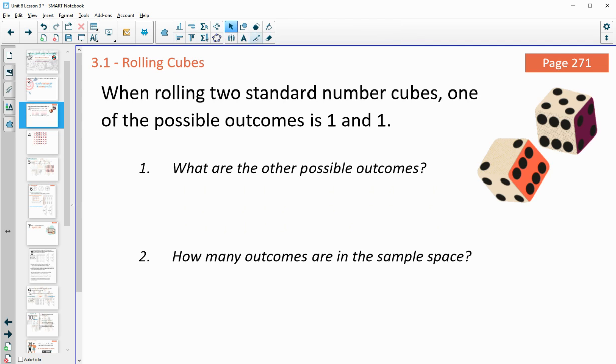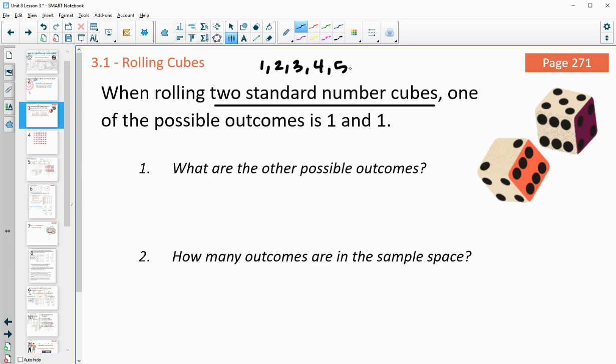So on page 271, in this first activity, you are going to list out the sample space when rolling two standard number cubes. And remember that number cubes are just die. So they are going to have a 1, 2, 3, 4, 5, and 6 on each side. So you're going to roll these two die and list out all the possible outcomes.